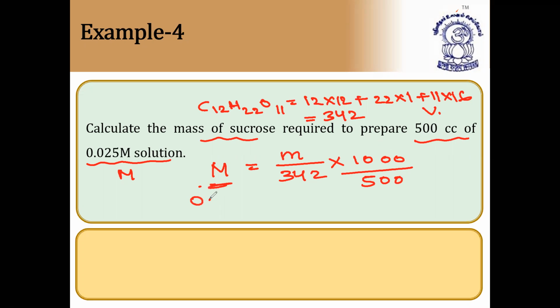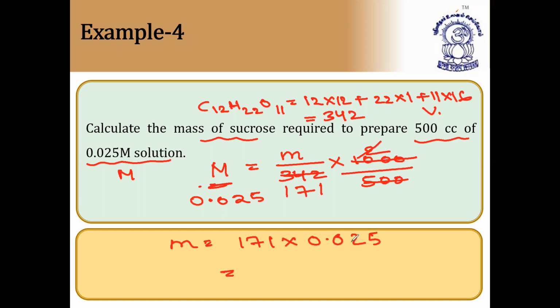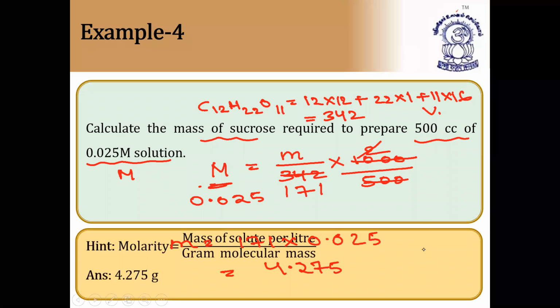So 0.025 is equal to... the molecular mass of sucrose we have to find out. So 2 into 171 into 0.025, which is coming around 4.275. Yes, 4.275 grams is the answer. Next question.